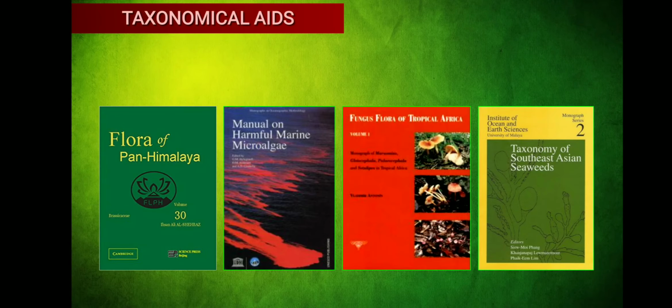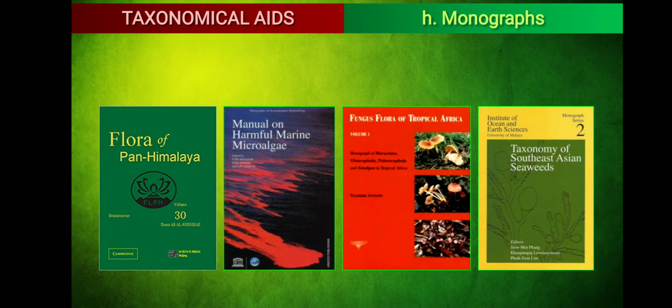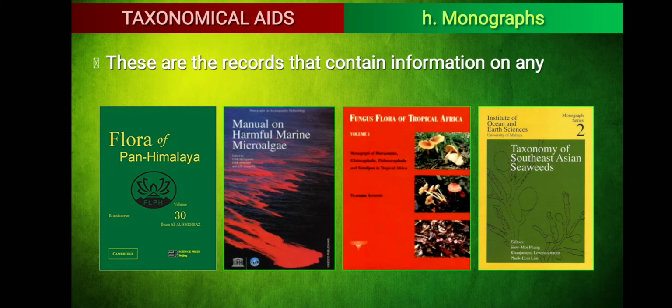Next what we have here is the monographs. Mono means single, graph means information or recorded information. These are the records that contain information on any one taxon. So that single taxon they will focus on. For example, either a genus or a species or an order existing in a given area will be focused on, then it is called a monograph. A single species it is going to focus on.